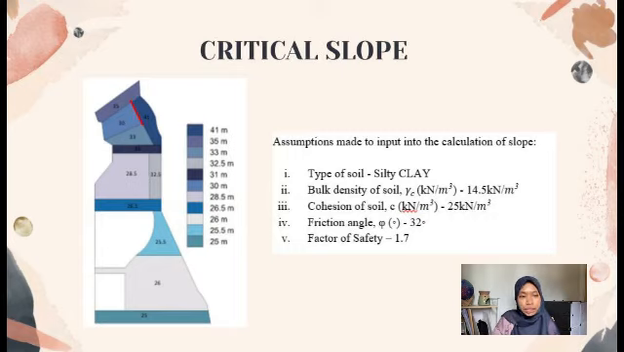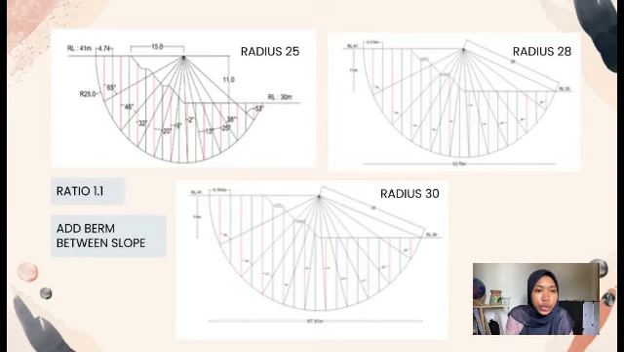of proposed level. Assumptions have been made to input into the calculation of slope, such as bulk density of soil equal to 14.5 kN/m³, cohesion of soil 25 kN/m², friction angle 32 degree, and the factor of safety of 1.7 has been assigned. The figure shows a series of slopes that have been drawn to obtain the factor of safety that exceeds or is near to the one that we have assigned, which is 1.7.